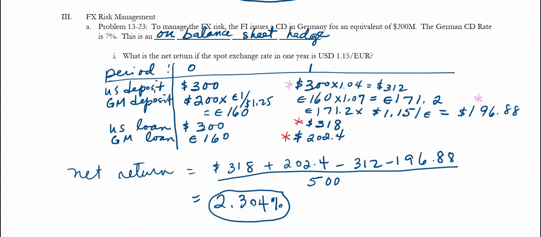And so the big takeaway from this problem is that by issuing deposits in Germany equal to the amount lent in Germany, when and if the euro depreciates, we have a decent return of 2.304%, whereas if we raised all of our deposits in the US, we would have had a paltry 0.08%.